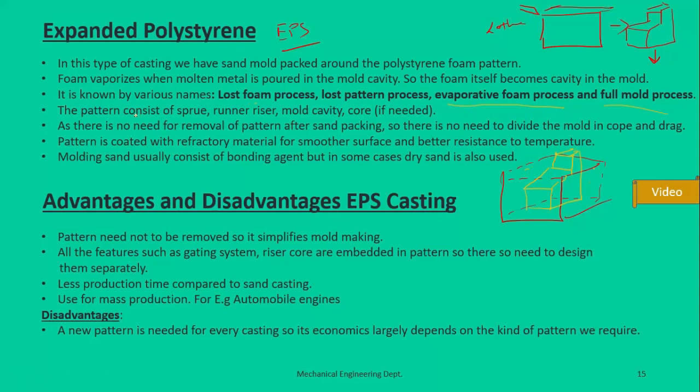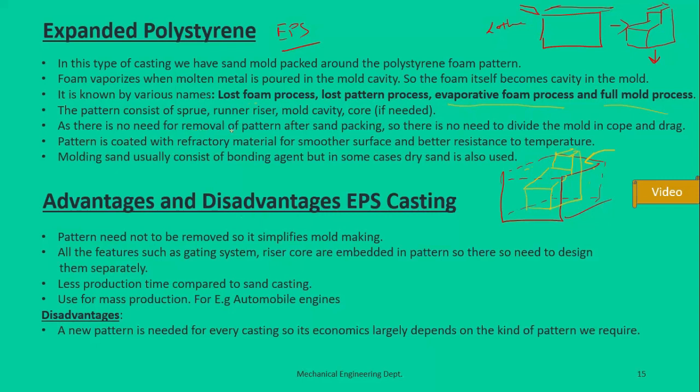So the pattern, as I said before, consists of the sprue, runner, riser, and mold. So all the features of the mold cavity are included in the pattern, and this pattern vaporizes as soon as we pour the molten material. So the pattern itself is a mold cavity, a cavity within the sand.